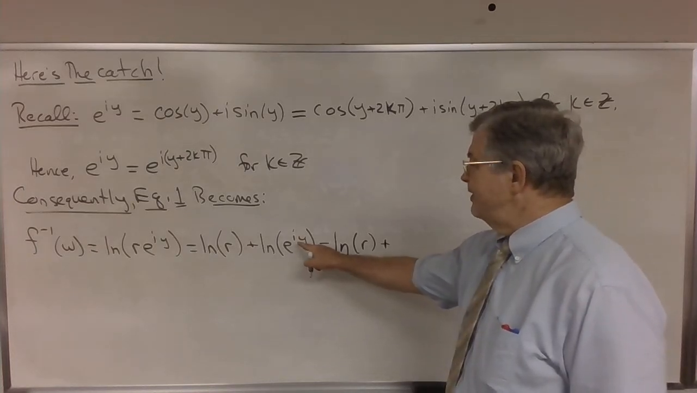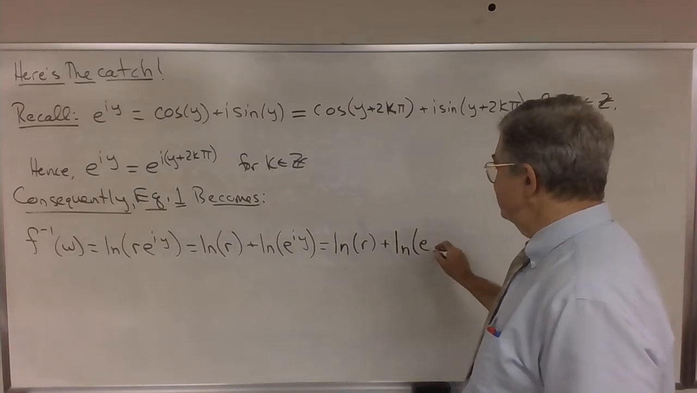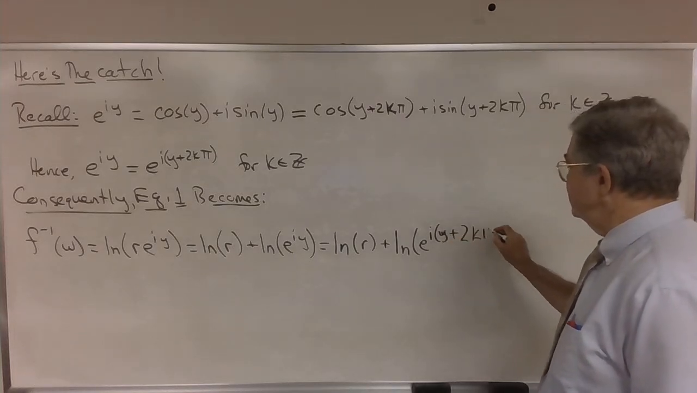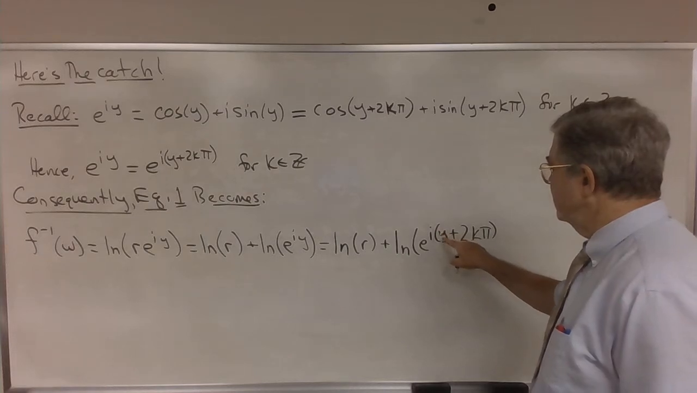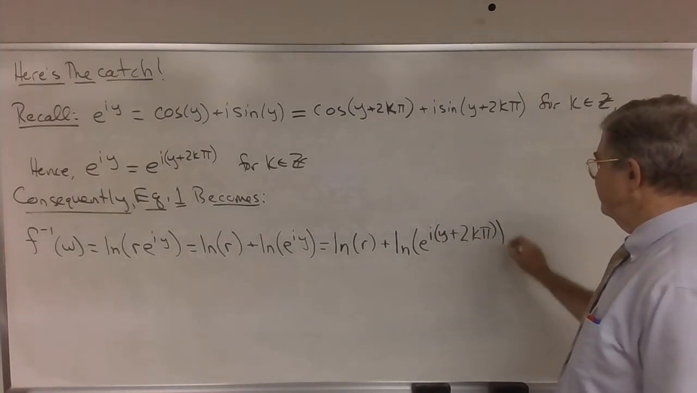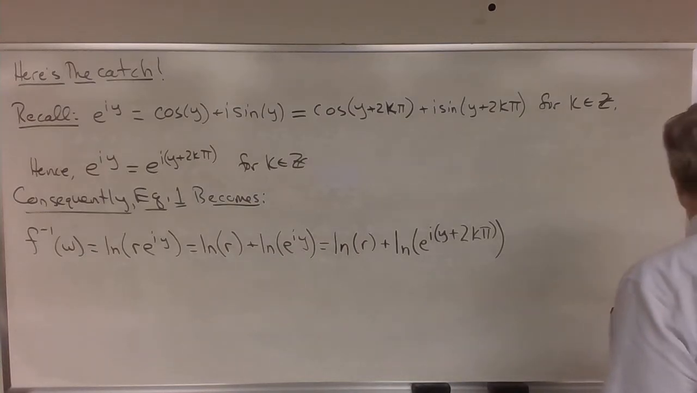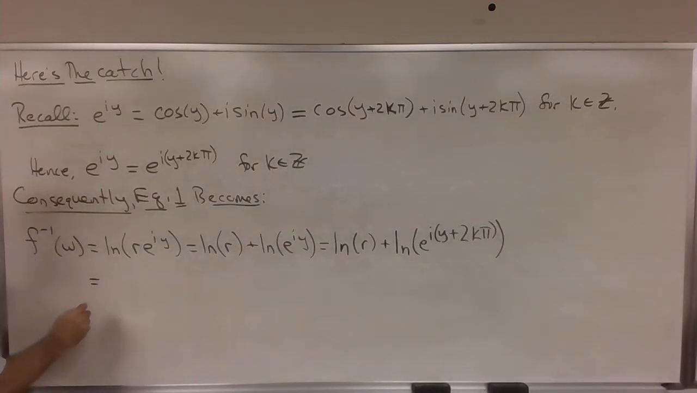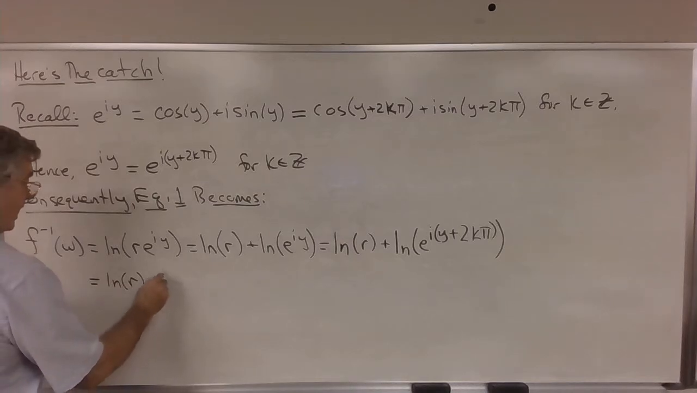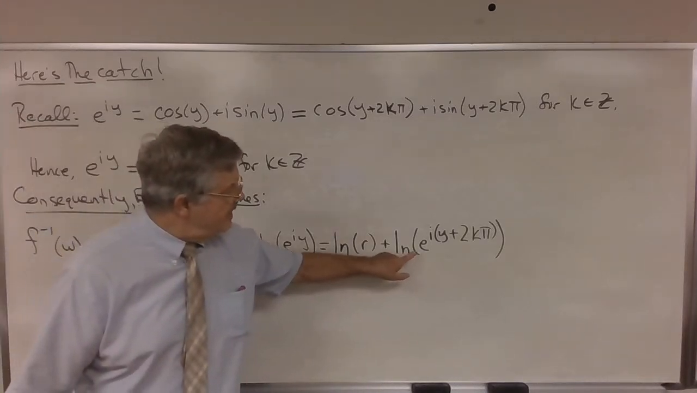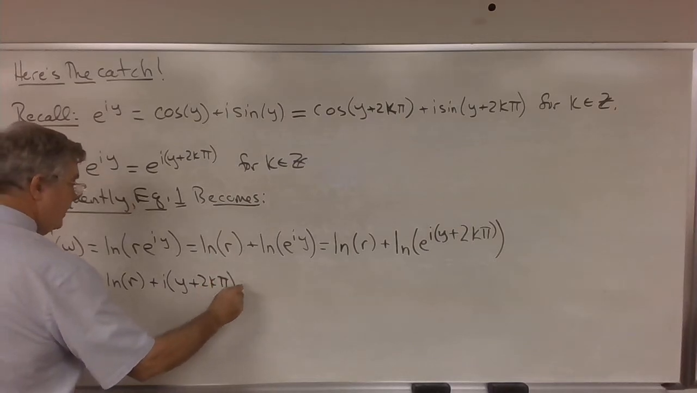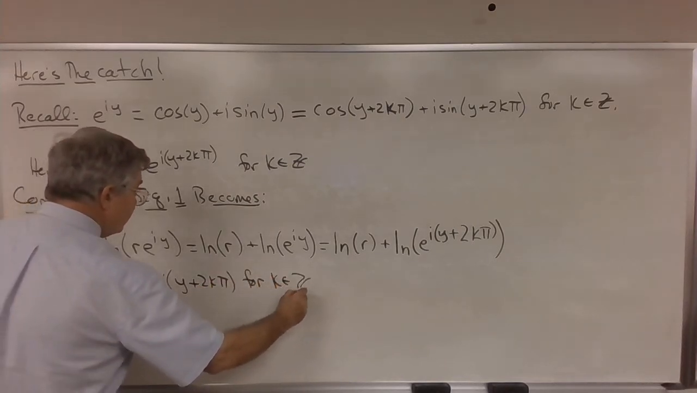Specifically, natural log of e to the iy. Same exact thing as natural log of e to the i times y plus 2k pi, and let's see, that's going to equal natural log of r plus i times, natural log and e undo each other, so this is just going to be i times y plus 2k pi for all whole number values of k.